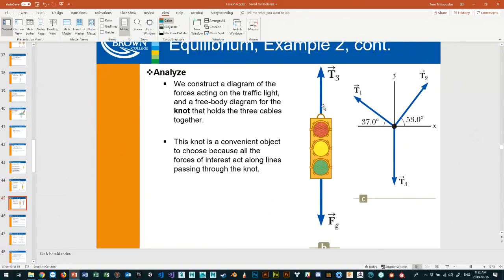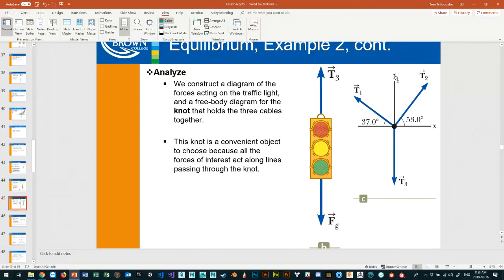And we construct this diagram. So we can say that the light has some kind of force of gravity, and this T3, the force of gravity and this tension are the same, right? Because this is strong enough to counter the force of gravity.